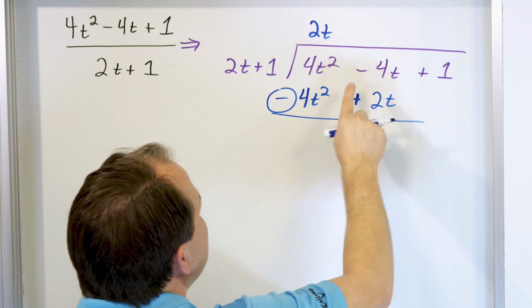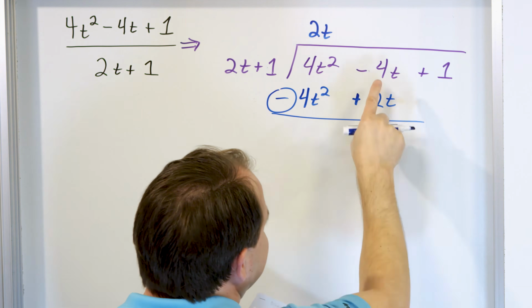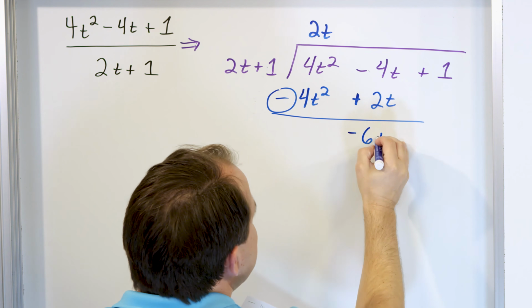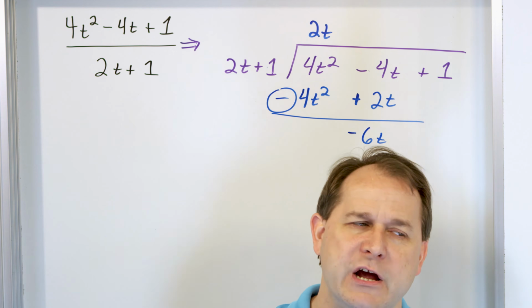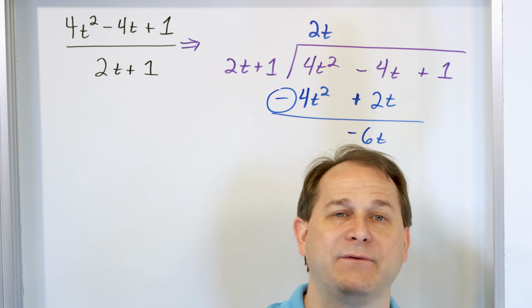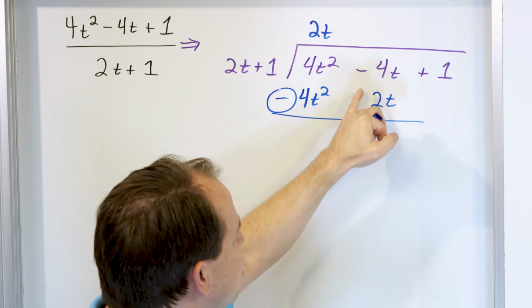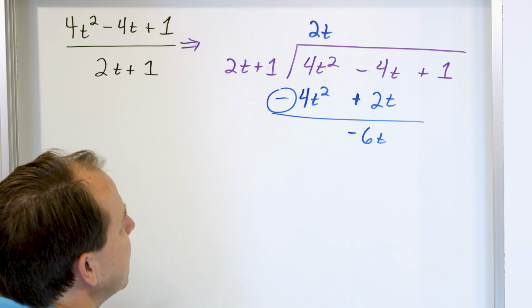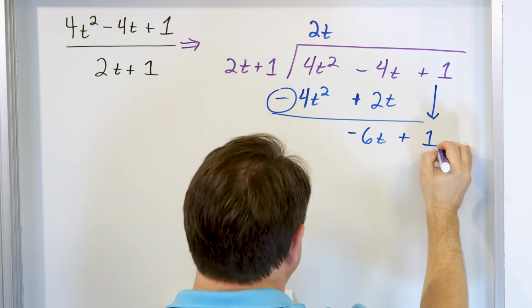That gives me 0. And then negative 4t minus this 2t. It has to be a minus, so that's going to give me negative 6t. One of the biggest problems in polynomial long division is when you're doing the subtraction, you're not careful, and you have to make sure that it's the first thing minus the second thing. So it's a negative 6t. You're not adding these things together. Once you've done the subtraction, you drag the next digit down, which is a positive 1.